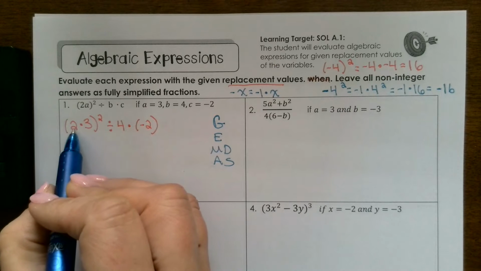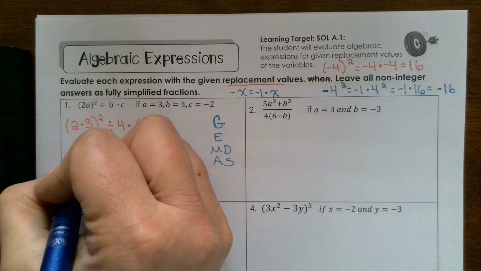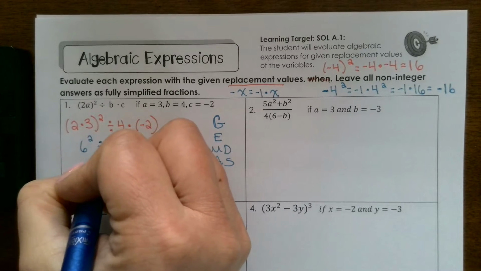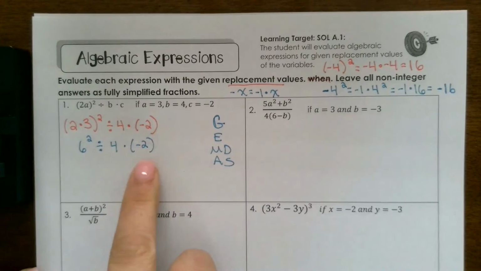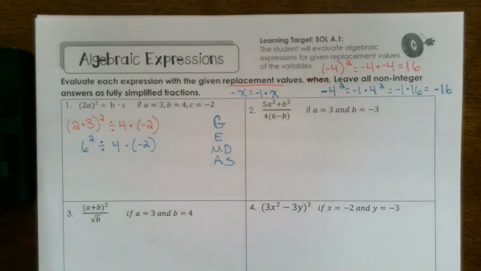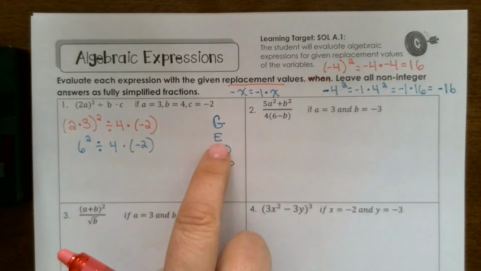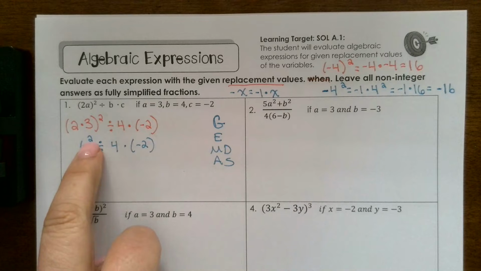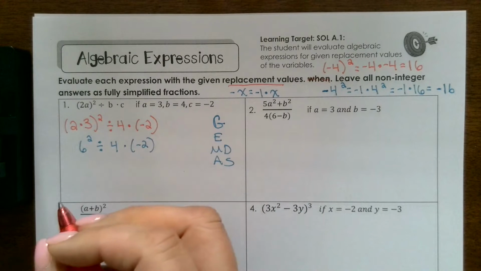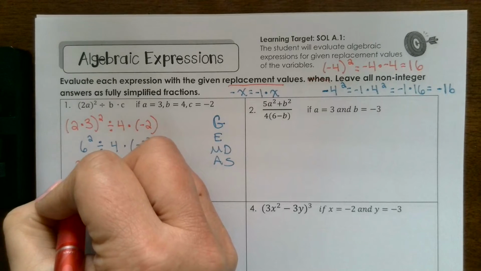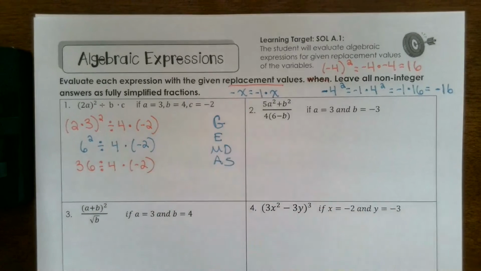So in parentheses here, I have 2 times 3. 2 times 3 is a positive 6, so I can drop the parentheses, and now I have 6 squared divided by 4 times -2. I'll look back at these parentheses and remind myself, hey, it's just a -2 in there. There's no operation to perform. So I'm going to move on and look for an exponent. And indeed, I do have 6 squared, which is 6 times 6, not 6 times 2. It's 6 times 6, which is 36, divided by 4 times -2.